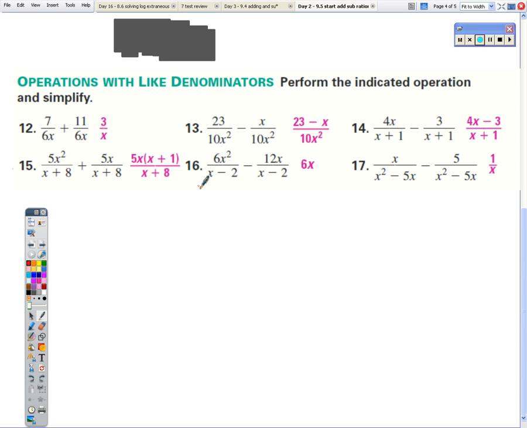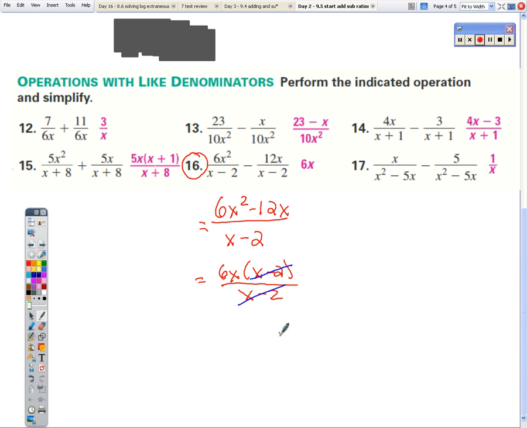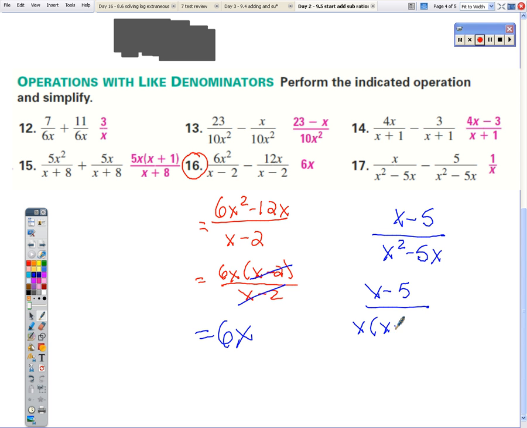So looking at number 16, when I subtract these fractions, on the numerator you can factor out a 6x. So now that we have that factored out, those can cancel and your final answer is just 6x. Same thing works for 17. Factor your denominator. These can cancel and you're left with 1 over x.